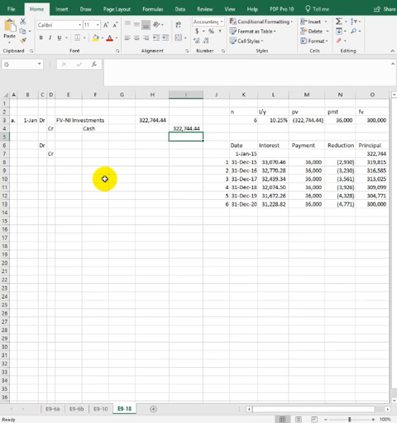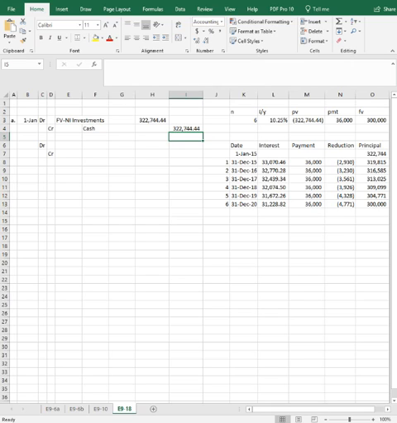So the amount of cash we paid on January the 1st was $322,744.44. And the question says that we're supposed to record these entries based on the assumption up here.